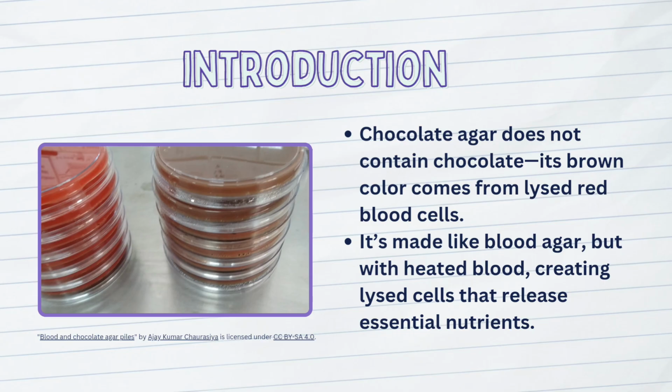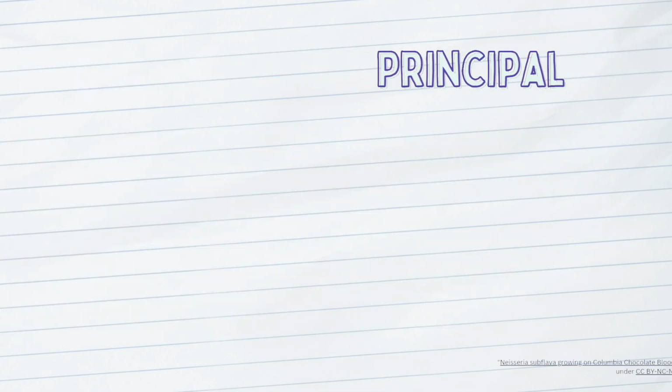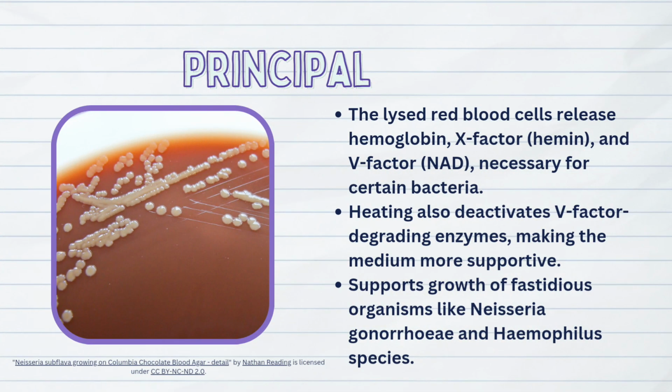It's made just like blood agar, but instead the blood cells that are included in it are heated, and the cells then lyse, releasing essential nutrients. So the lysed red blood cells release hemoglobin, X factor, which is also known as hemin, and V factor, which is also known as NAD, which are necessary for certain bacteria to grow. Heating also deactivates V factor degrading enzymes, making the medium more supportive for growth. It supports the growth of organisms such as Neisseria and Haemophilus species.